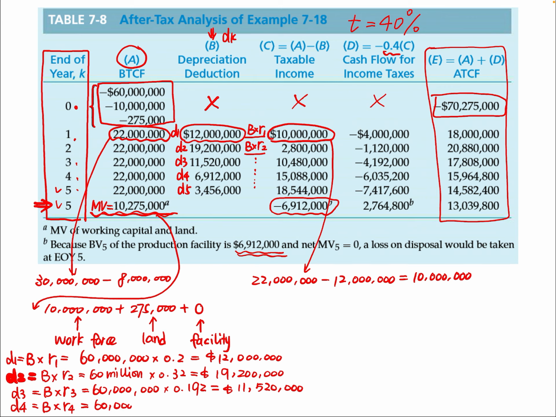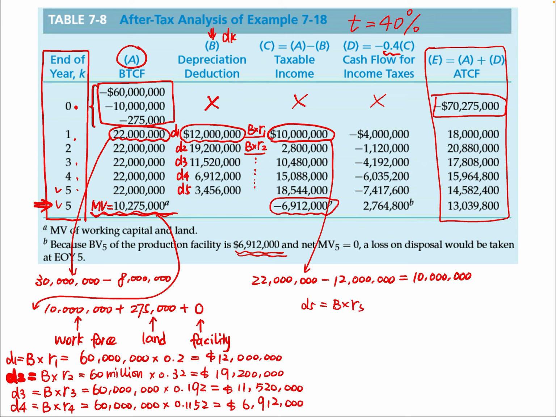And the D4 is B times R4. B is 60 million. R4 is what? R4, if you go back to check the table, it is 0.1152. So you're going to have 6,912,000.